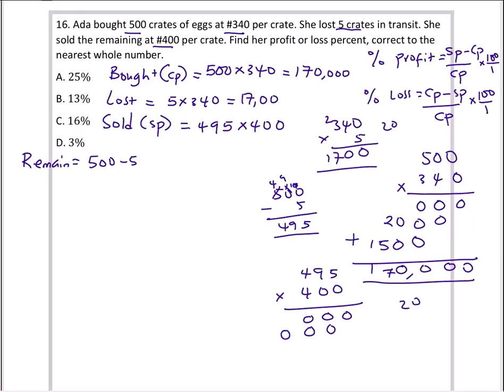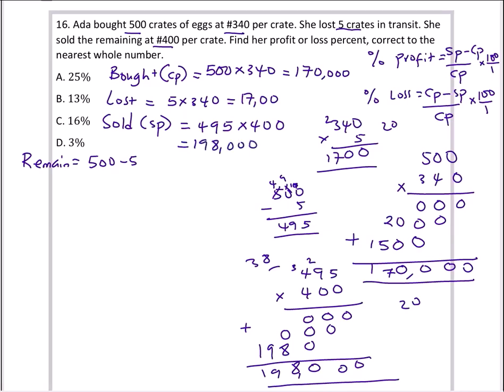4 times 5 is 20, so we write 0 carry 2, 4 times 9 is 36, 36 plus 2 is 38, so write down 8 and carry 3, 4 times 4 is 16, 16, 17, 18, 19, that's 19. So let's add up: 0, 0, 0, 8, and then nothing plus 9 is 9, so this is 198,000. Now we know our cost price and our selling price.